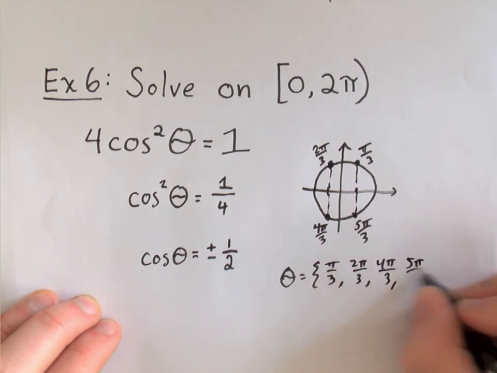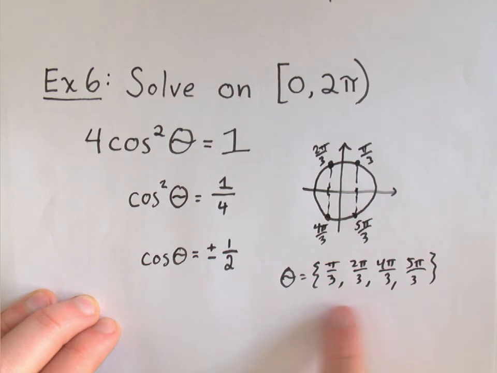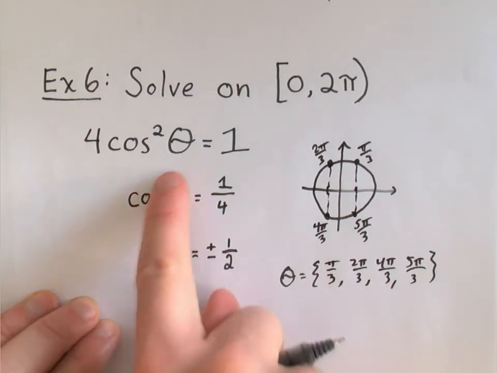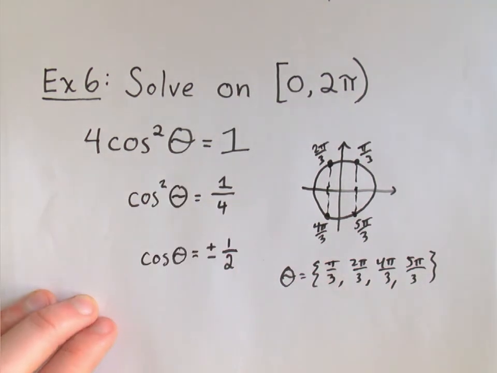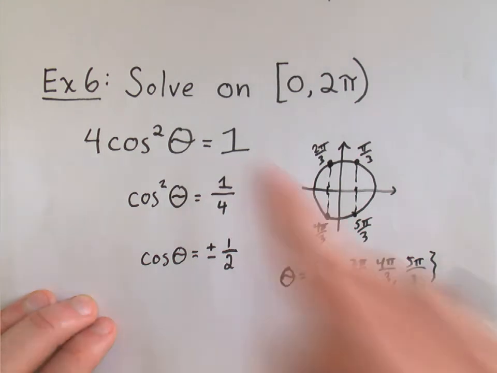And it's good to get into the habit of checking these kind of things so you can plug any one of those back into the original equation, and 4 times cosine of pi over 3 squared should give you 1.